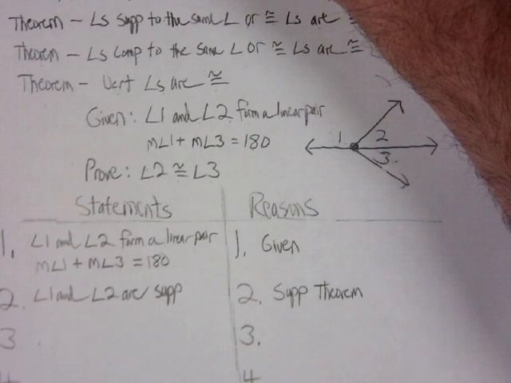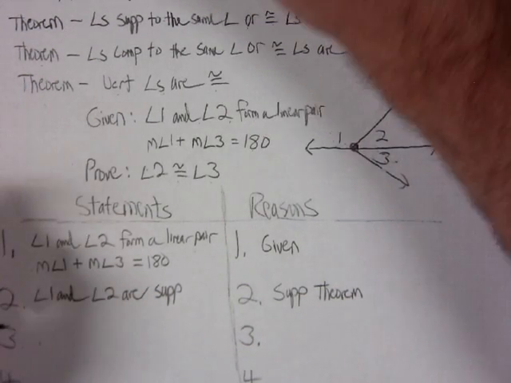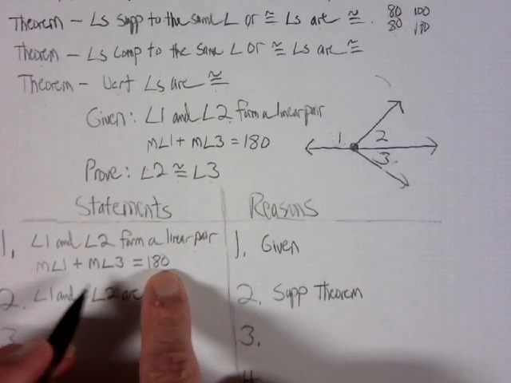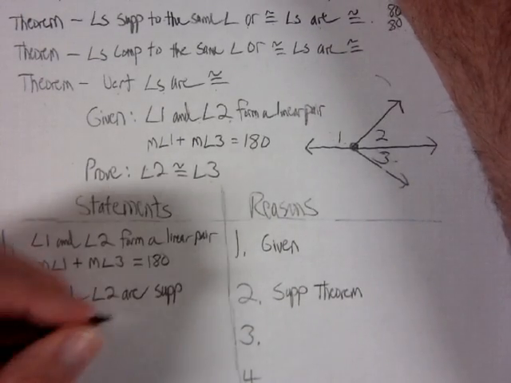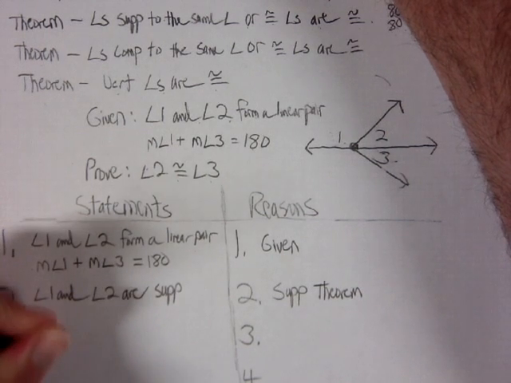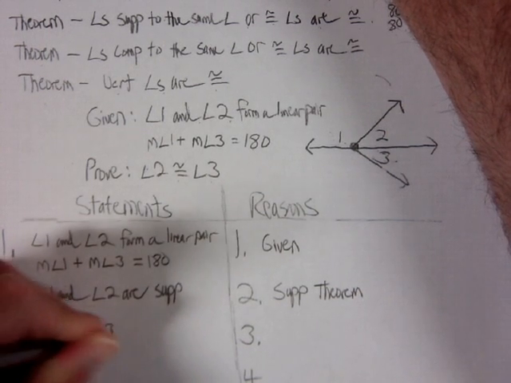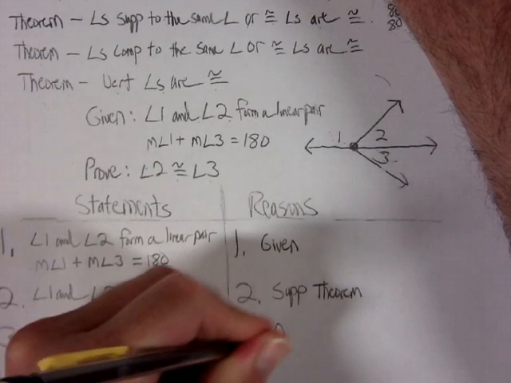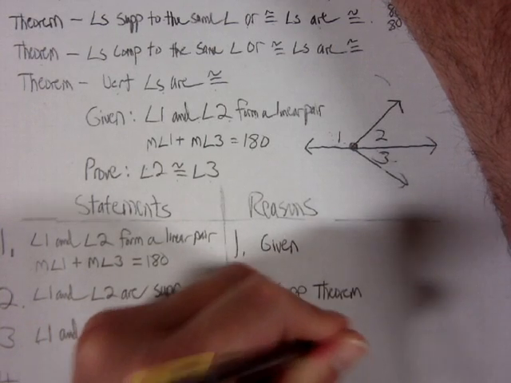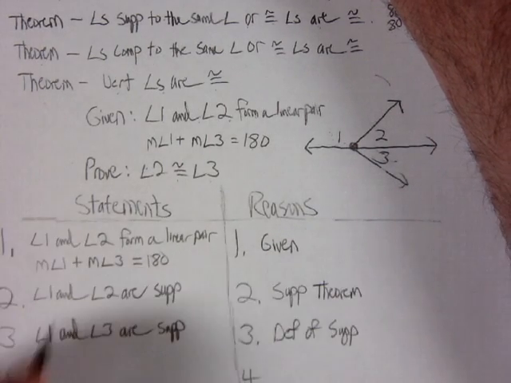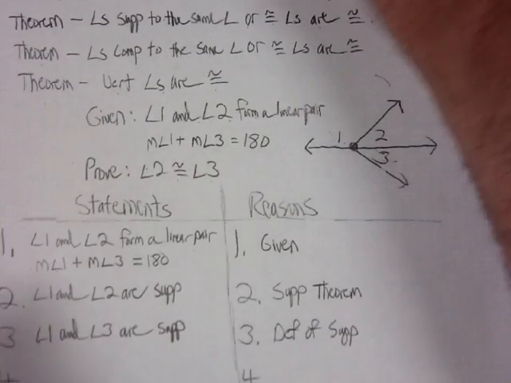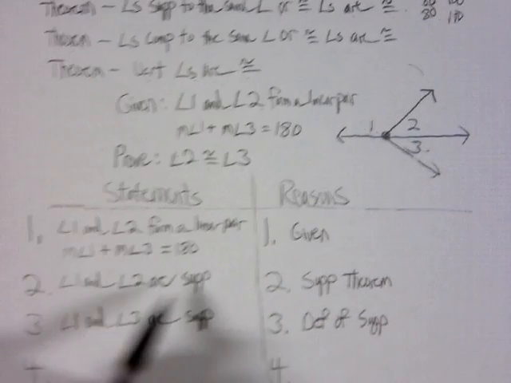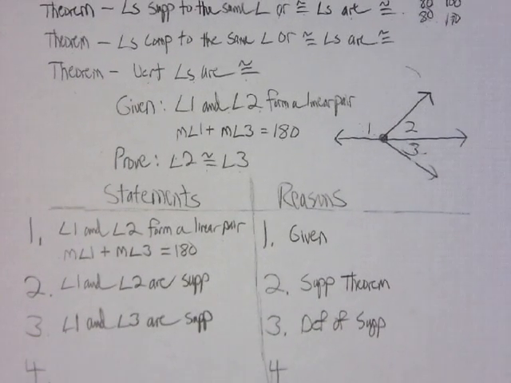Now, from the information that the measure of angle 1 plus the measure of angle 3 equals 180, well, if these two add up to 180, then they've got to be supplementary. So angle 1 and angle 3 are supplementary. That's just by the definition of supplementary: if two angles add up to 180, then they are supplementary by definition. Now, look at this. Angle 1 and angle 2 are supplementary, and angle 1 and angle 3 are supplementary.